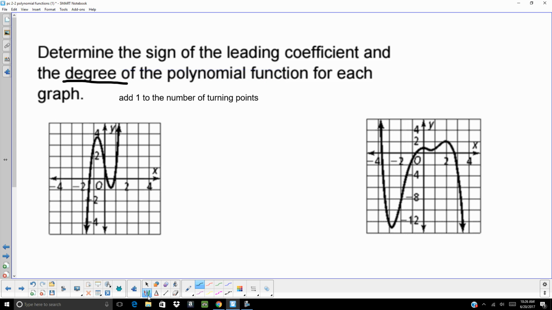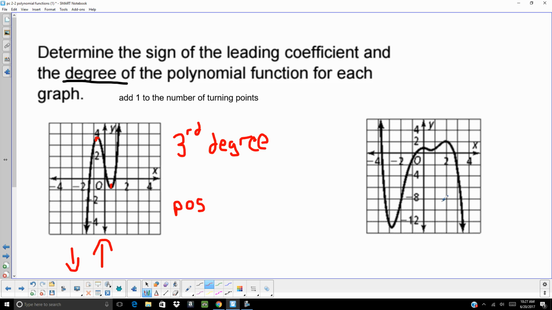And you might be asking yourselves, gosh, what is a turning point? Well, it's exactly what it sounds like. They happen at a local maximum or minimum, and we've talked about that. So here, I've got 2 turning points. So it is a third degree. My end behavior is down, up. Well, so that makes sense that it's an odd degree.